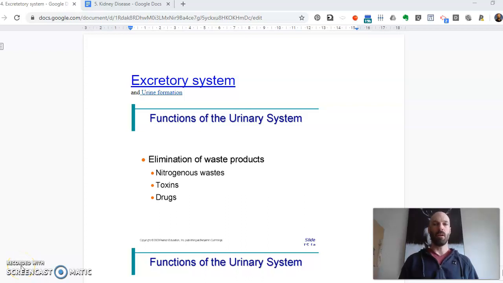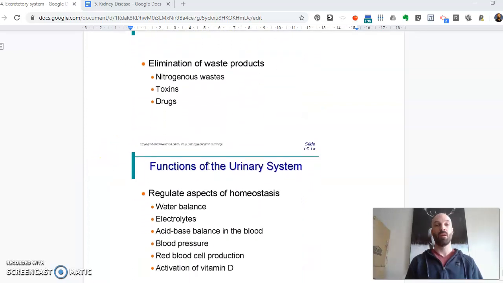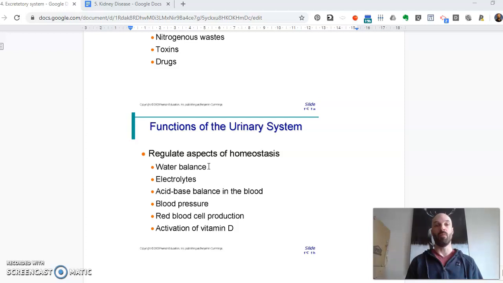So another part of the body that's important for maintaining homeostasis is the excretory system. The main functions of the excretory system are the elimination of waste products, regulation of water balance, electrolytes, acids, bases, blood pressure, and the activation of vitamin D production. These are all parts of the urinary system, which is part of the excretory system.